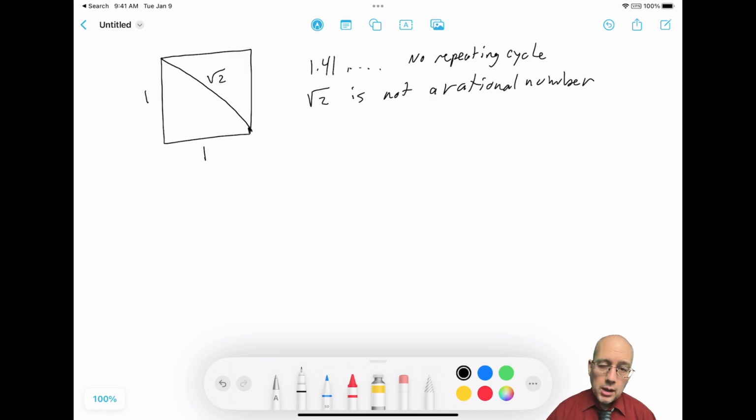Good. So what is it? Well, we call it an irrational number. Call the set of rational and irrationals the real numbers. But what is it? So the first attempt is infinite decimals. Okay, so that's number one.